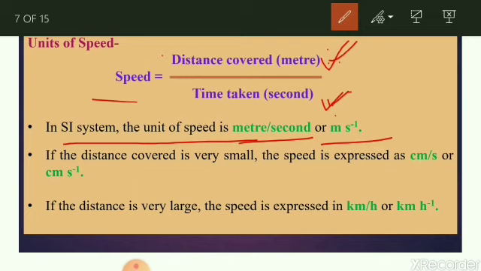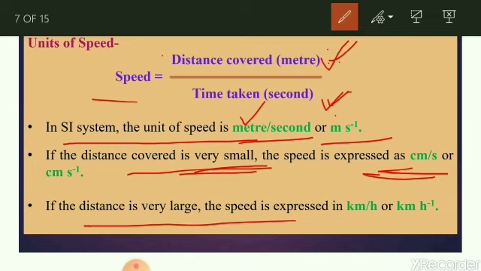Now, if the distance covered is very small and we cannot measure it in meters, suppose we measure it in centimeters, then the unit of speed will be centimeter per second. If the distance is very large, so that we cannot measure it in meters, then we measure it in kilometers and time is measured in hours. Then the unit of speed will be kilometer per hour.